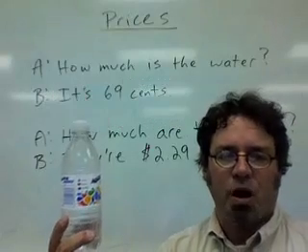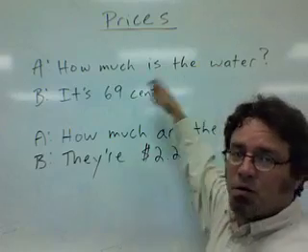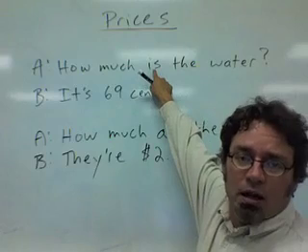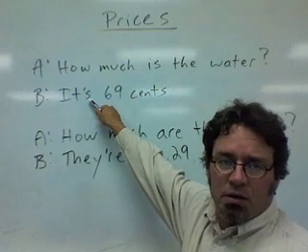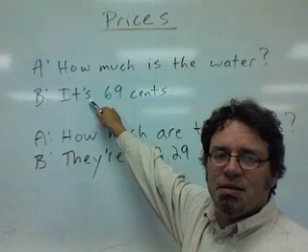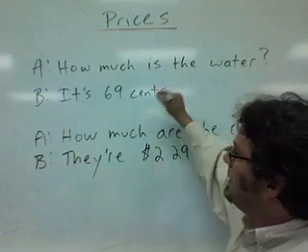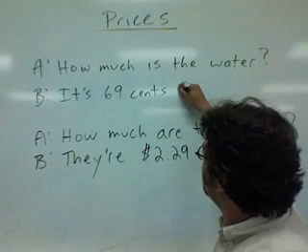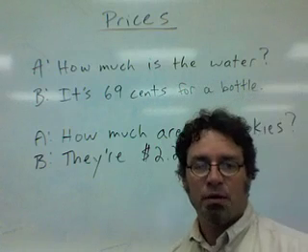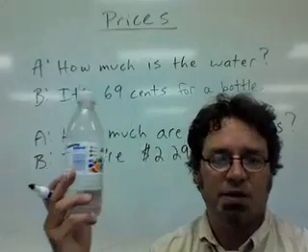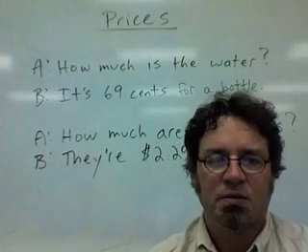How much is the water? Water is a non-count noun. So when I ask about the price, I'll say, how much is? The answer uses the singular, is. It's 69 cents. You can also say it's 69 cents for a bottle. This is one bottle of water, and so I'd say it's 69 cents a bottle, or 69 cents for a bottle.